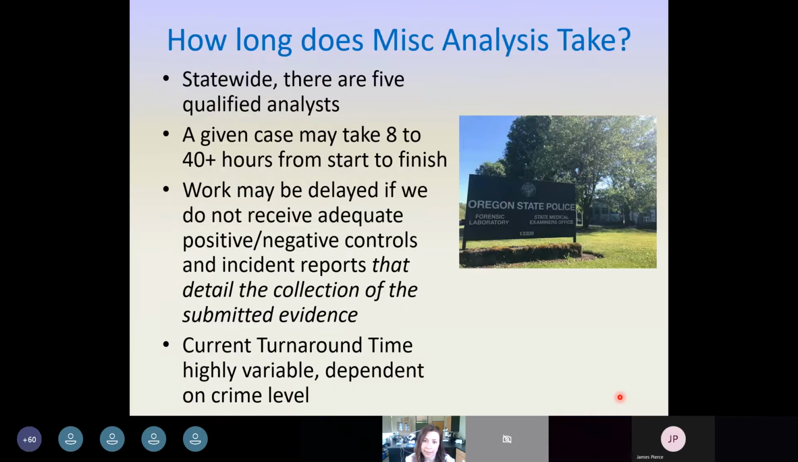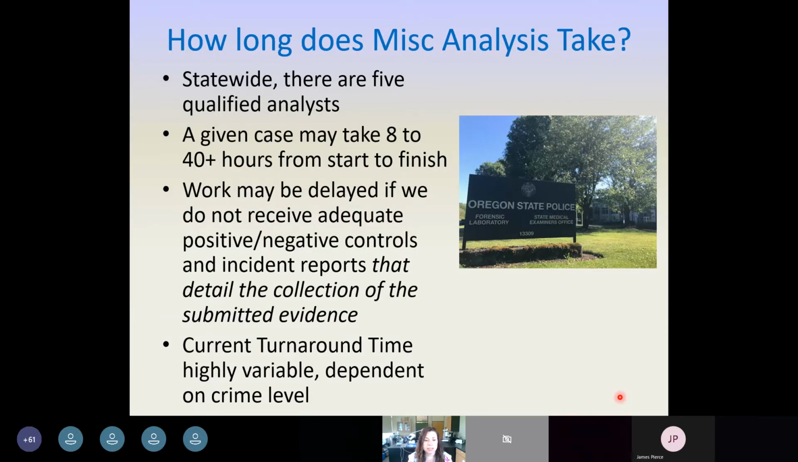So how long does miscellaneous analysis take? That is a really open-ended question. Currently, there are 5 analysts in the state who do this type of analysis. And as we've explained, there are all sorts of different types of analysis that we can do. If we're dealing with something kind of routine, it may take only 8 hours to work the case from start to finish. But in some of these cases where we don't know exactly what we're dealing with, or it's something we've never had in the lab, and we're having to use controls to find methods to see if we can even analyze your evidence, it might take upwards of 40 hours or even longer.